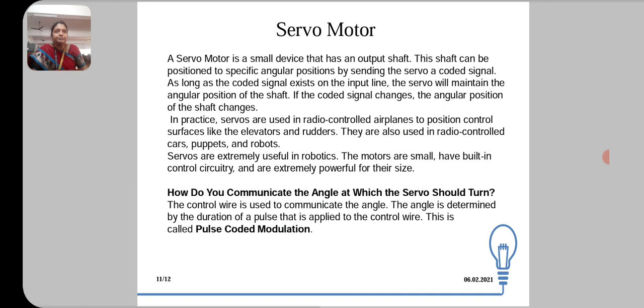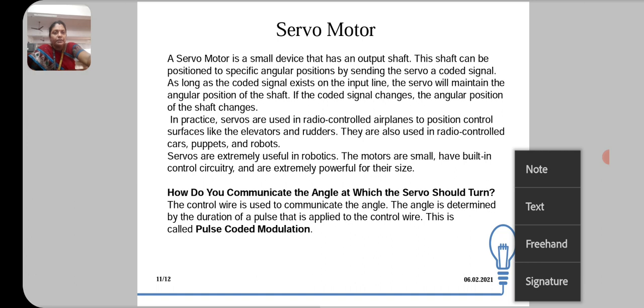A servo motor is a small device that has an output shaft. It is a type of DC motor that is designed to provide precise control over the position, speed and torque of the motor. It consists of a DC motor and additionally has a feedback sensor and a control circuit that adjusts the position of the motor based on the feedback from the sensor. Servo motors are commonly used in robotics, RC vehicles and other applications that require precise control over motion.